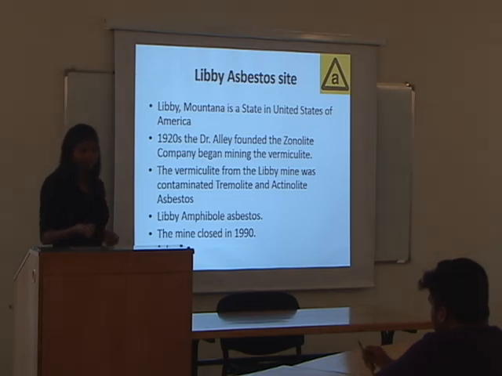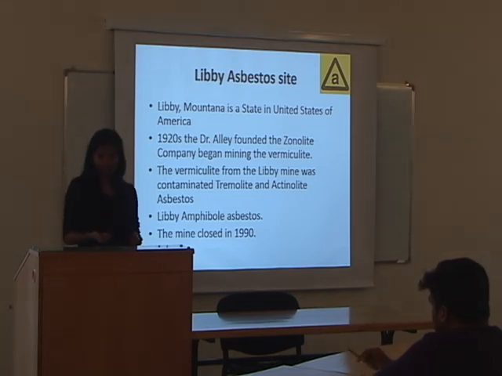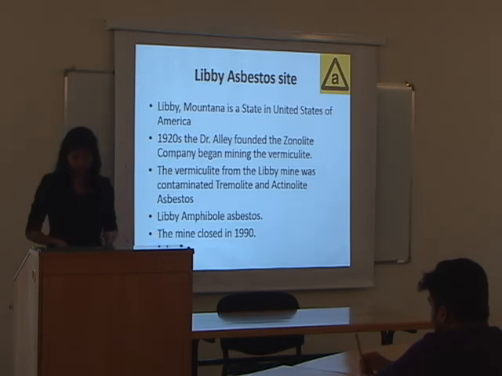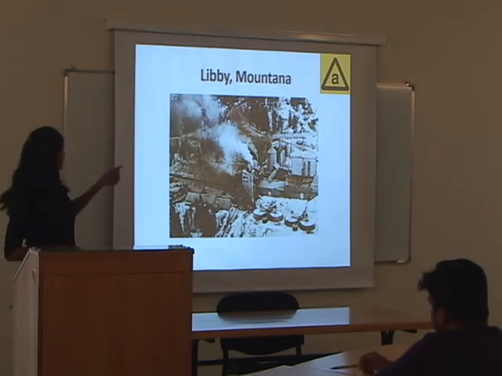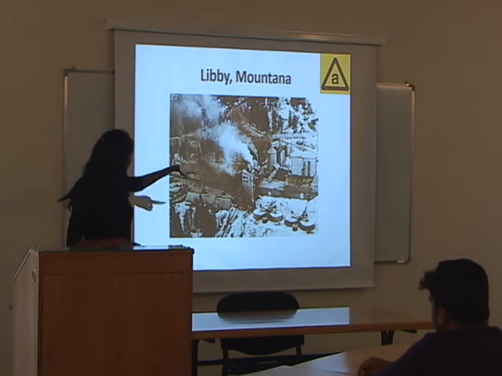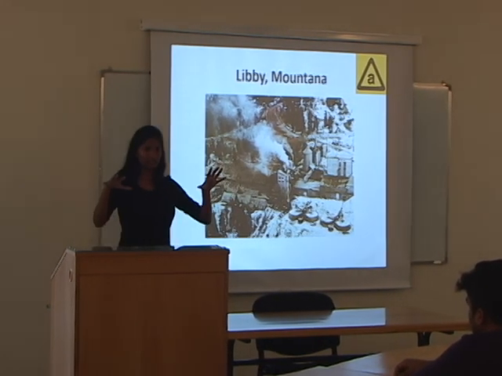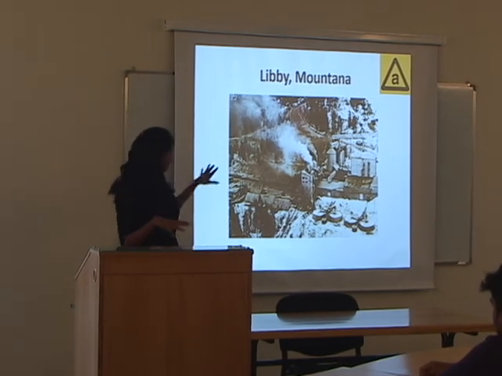Once they found it was contaminated, the mine was closed in the 1990s. But the products made from this vermiculite had been used in schools, industries, and everywhere. This is a picture of Libby, Montana, and this is the factory. They were saying the smoke was completely contaminated with asbestos and everything.